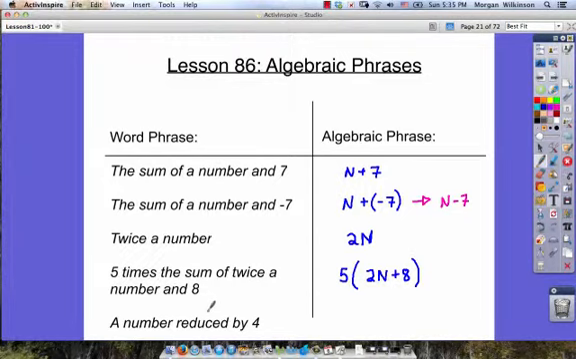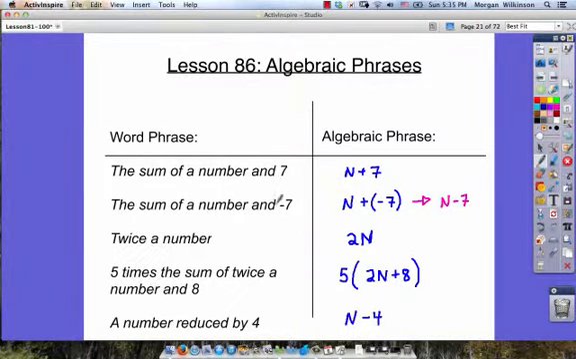Next one, a number reduced by 4. Well, reduced, that must mean gone down. So that's like the difference. So a number reduced by 4, well that must be n minus 4. And we've got our final answer.